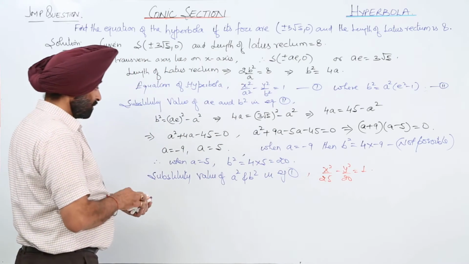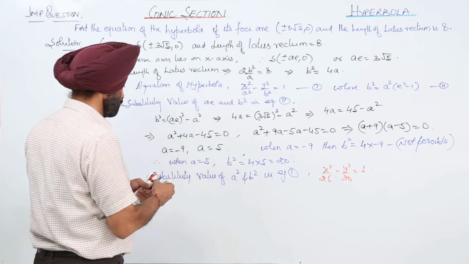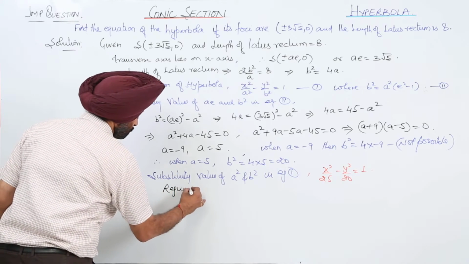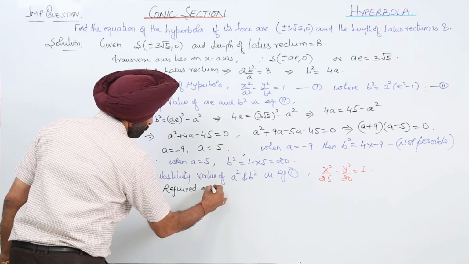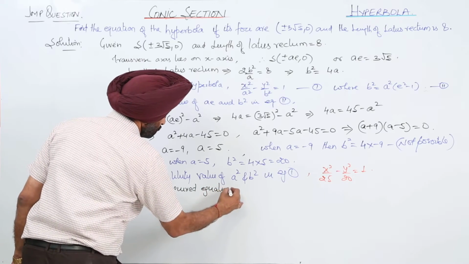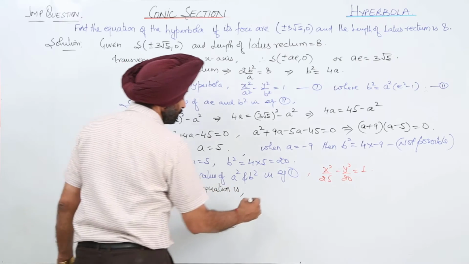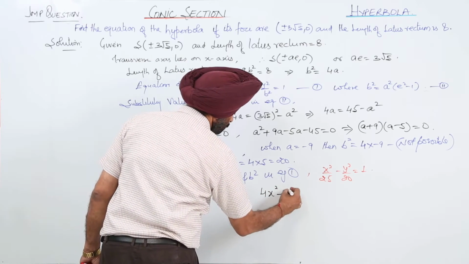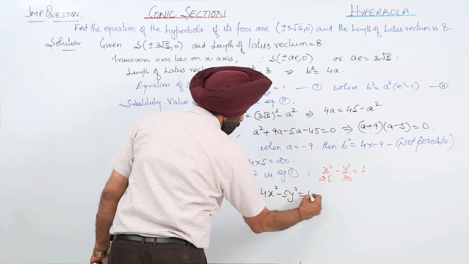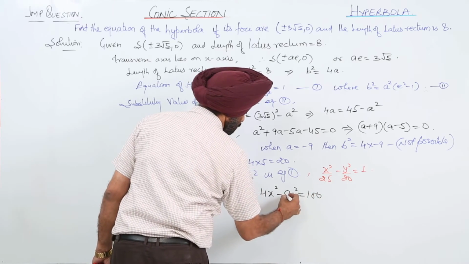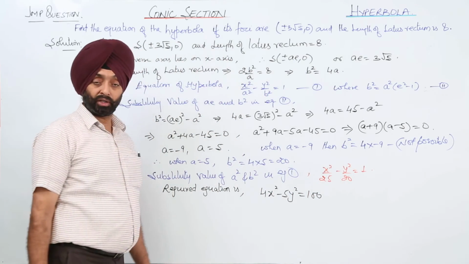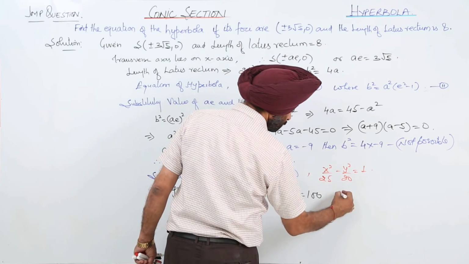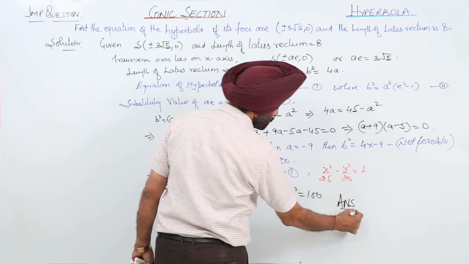Okay. So we are having now the required equation is 4x square minus 5y square is equal to 100. LCM will be 100. Okay. So 4x square minus 5y square is equal to 100. This is the answer.